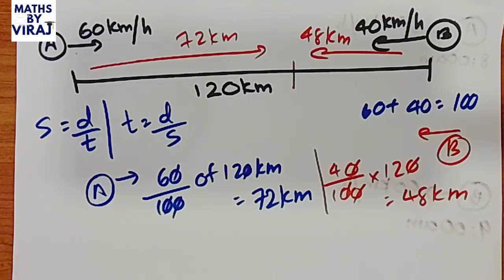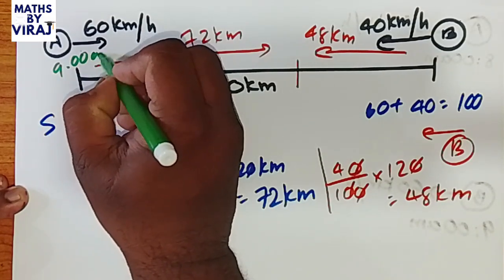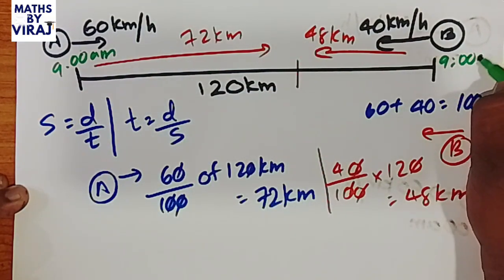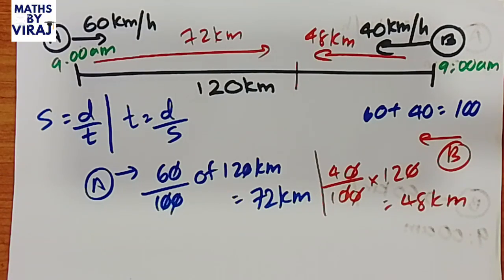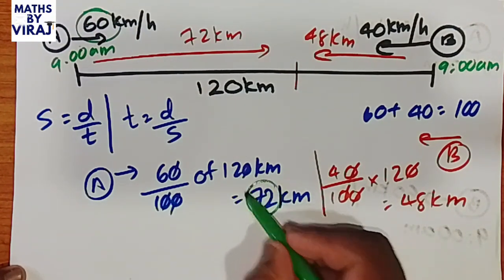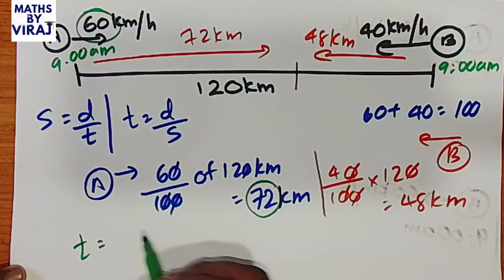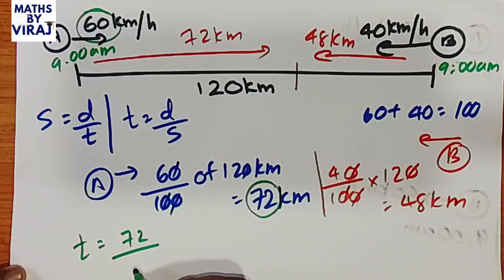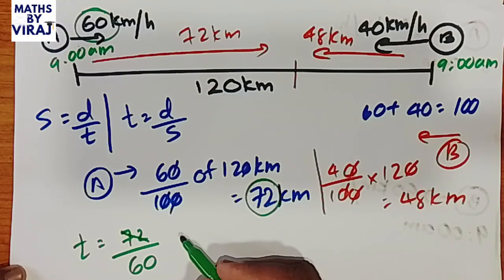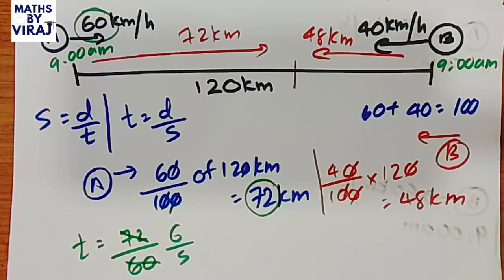Let's say that they both departed at 9 a.m. At what time do you think that they would meet each other? Very easy now. The speed is known, the distance is known. So the time, look at this. Time is distance 72 divided by speed 60. Let's do the math. This is 12 times 6, 12 times 5.